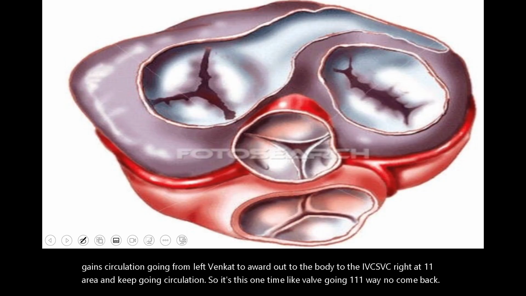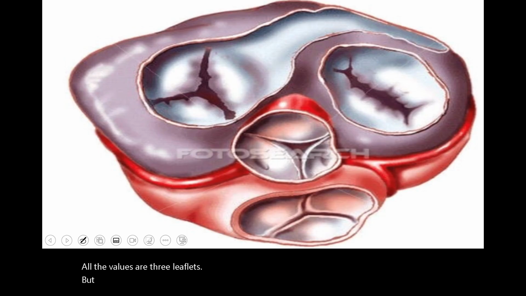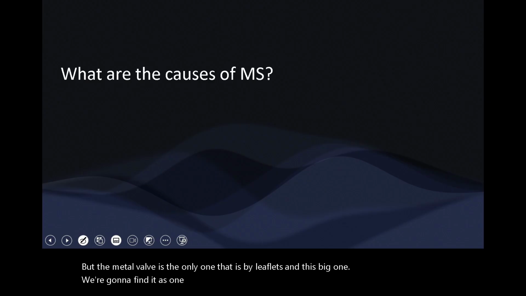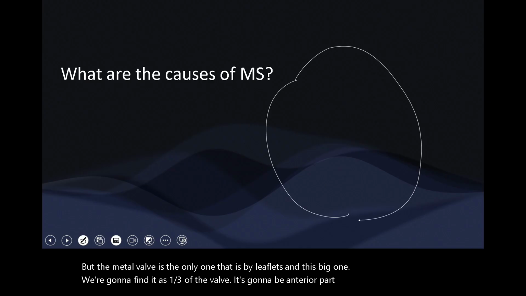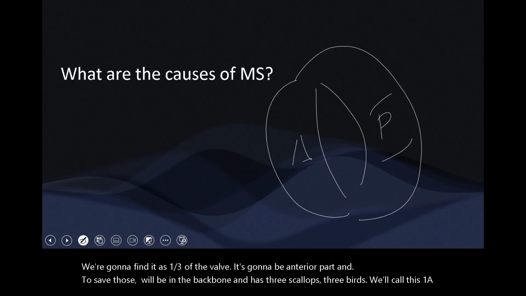All the other valves have 3 leaflets, but the mitral valve is the only one that is bi-leaflet, and it is a big one. We're going to find that 1/3 of the valve is the anterior part, and 2/3 of the part will be in the back part, and it has 3 scallops, 3 parts. We call this one A, we call this one B.